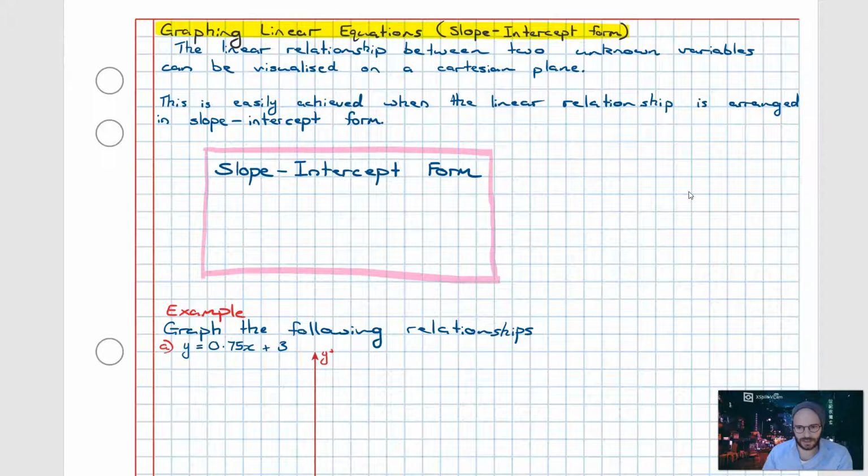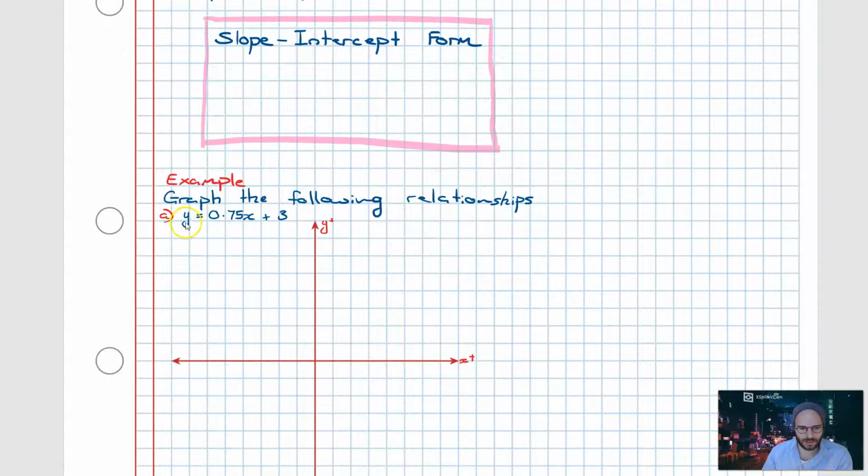Now, with linear relationships, up until now we've been looking at equations where there are two unknowns in them. So if we zoom down to this equation here, what we've got is y equals 0.75x plus 3. So we've got an equation and there are two unknowns in it. The reason we call it a relationship is because we're looking at the relationship that y has with x.